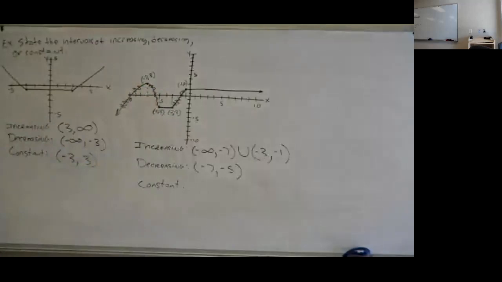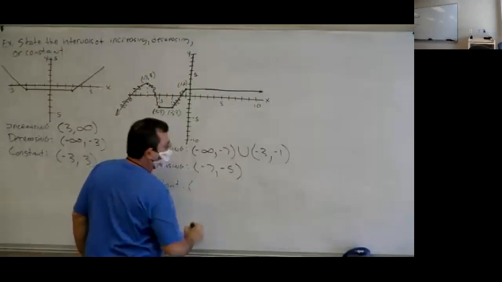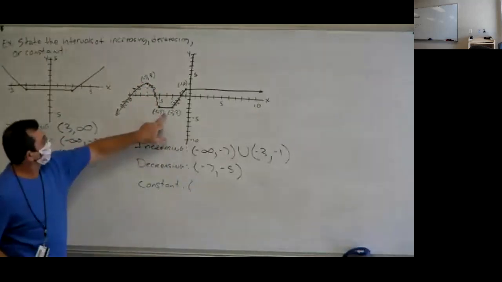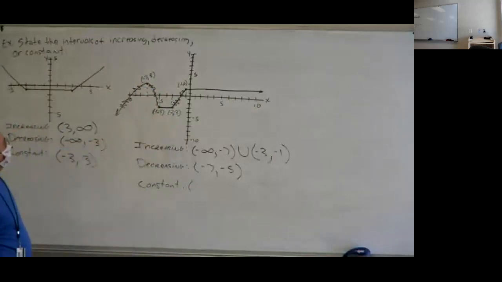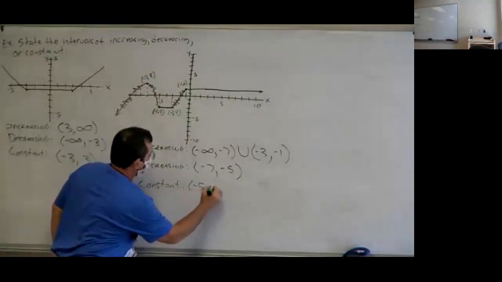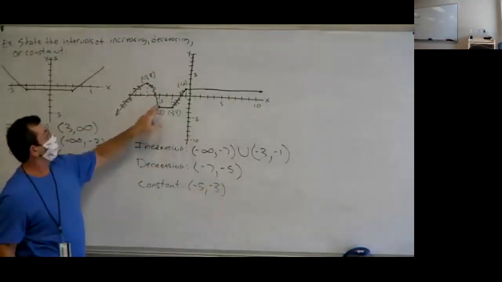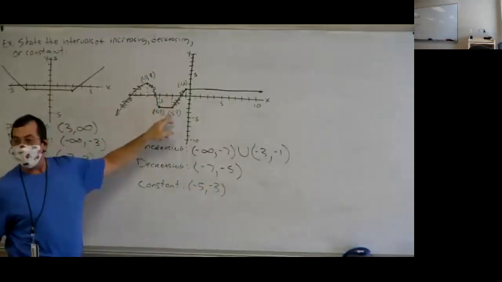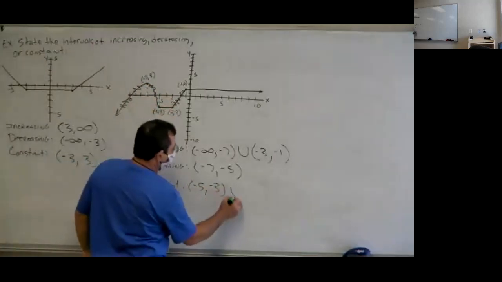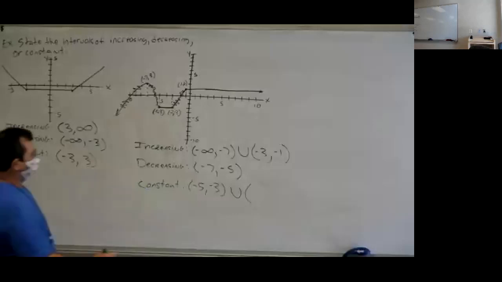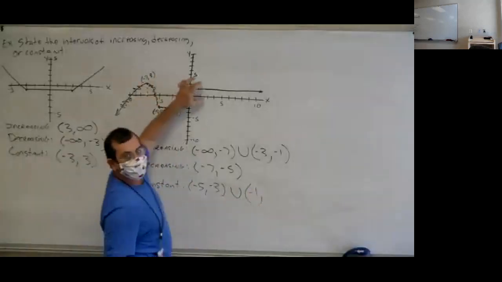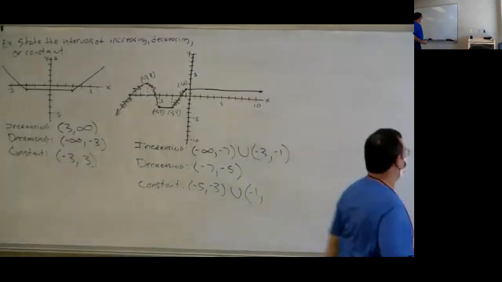Now I want constant. I got two intervals where this is constant. So how about this first interval? From what to what? Right, because at the x value -5, it starts being constant until it hits the x value -3. Then I'm going to use my union. So then the second part starts being constant at what value? -1. And I'm constant until I hit infinity.